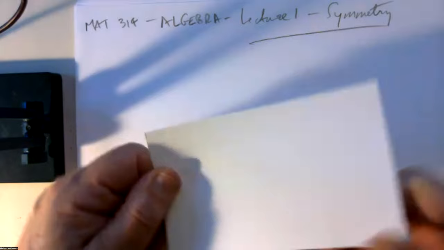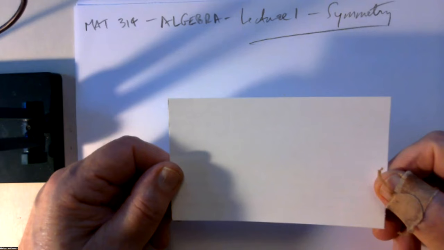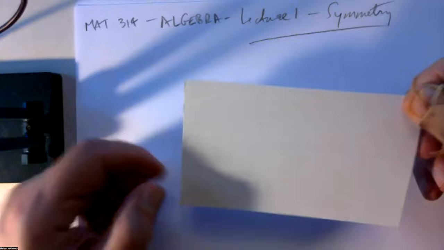There we are. That's another symmetry. What's another symmetry? I could take the upper right-hand corner and put it where the lower left-hand corner was, right? That's a third symmetry.